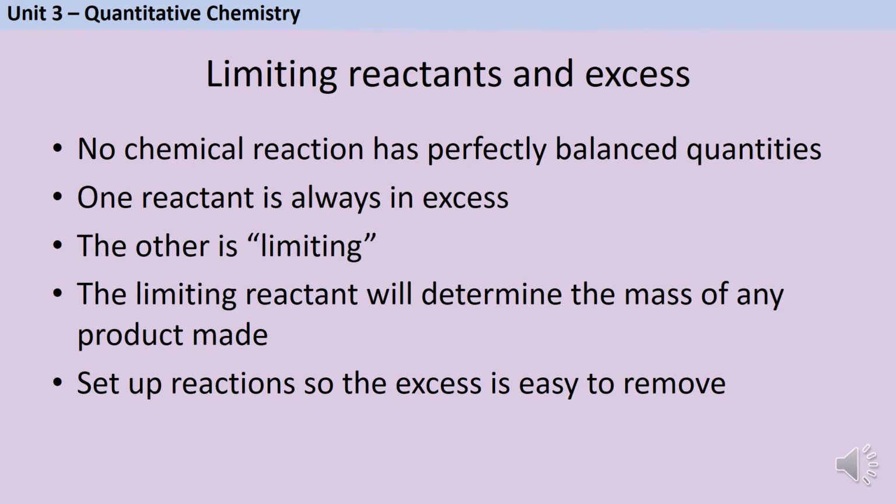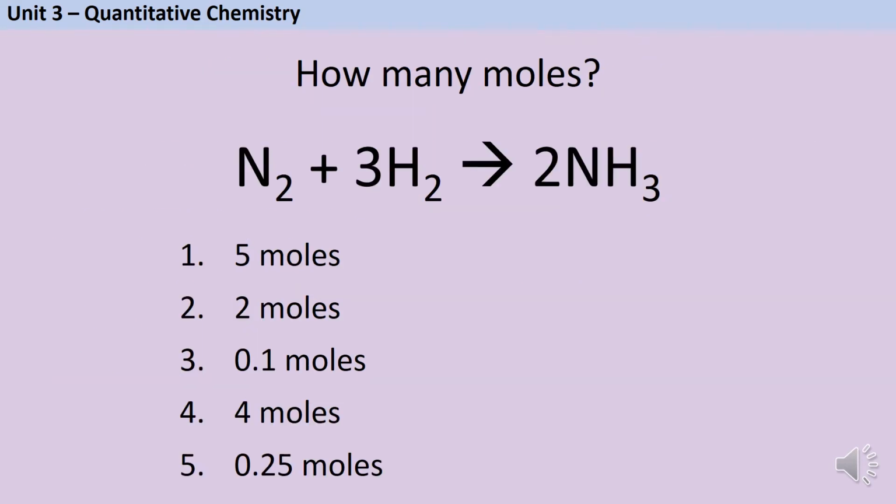When you're carrying out a reaction, you always aim so that the excess reactant is the one that's easy to remove. You've met this idea in the GCSE required practical for making a soluble salt. We add excess base because it's much easier to remove that insoluble solid at the end of the reaction than to remove excess acid would be.